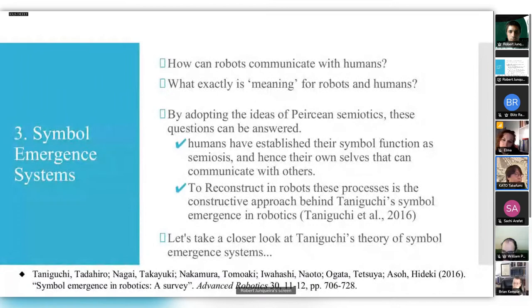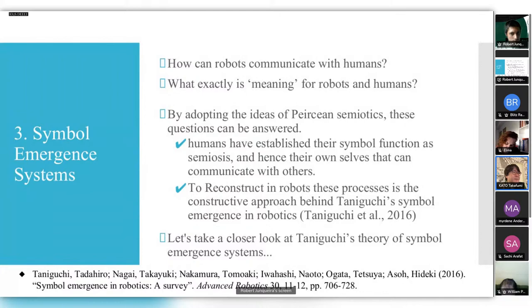Through interaction with the surrounding environment, various agents, humans, established the symbol function as semiosis, namely a huge collection of habits, and hence their concepts that can understand the meaning of other statements and communicate with others. Is it possible to realize the same process of establishing a huge seamless process in a robot? If this could be achieved, it could be said that the robot could understand the meaning of various symbols in the external environment and communicate with humans.